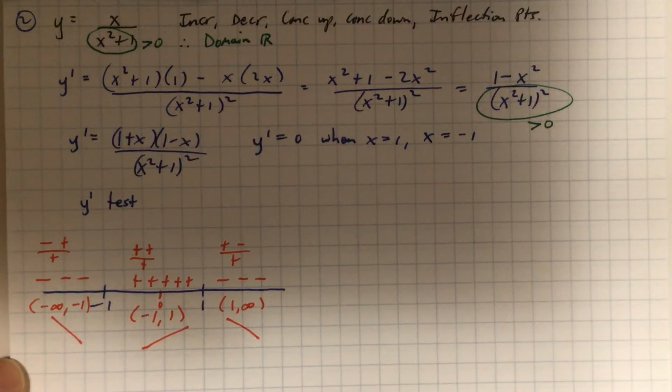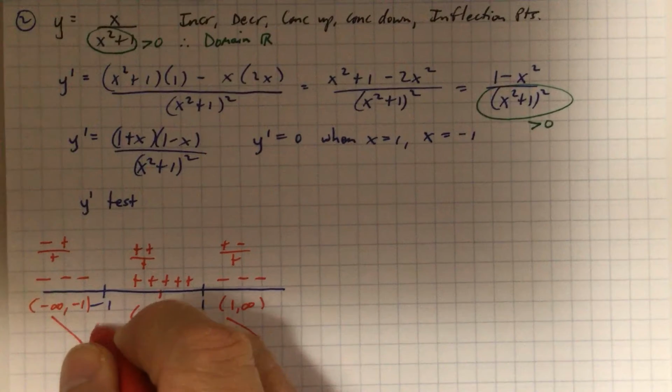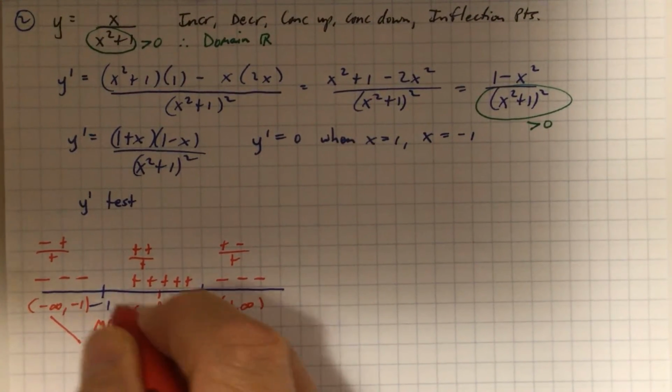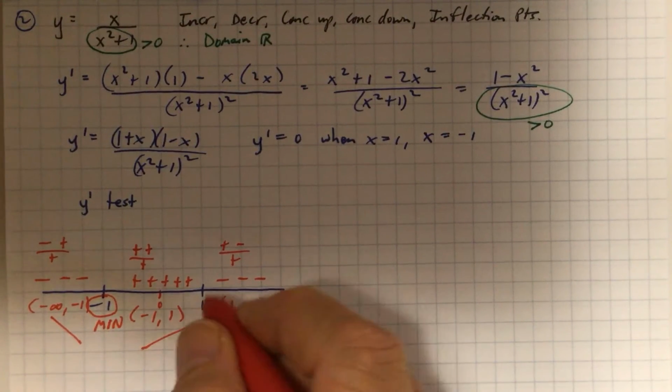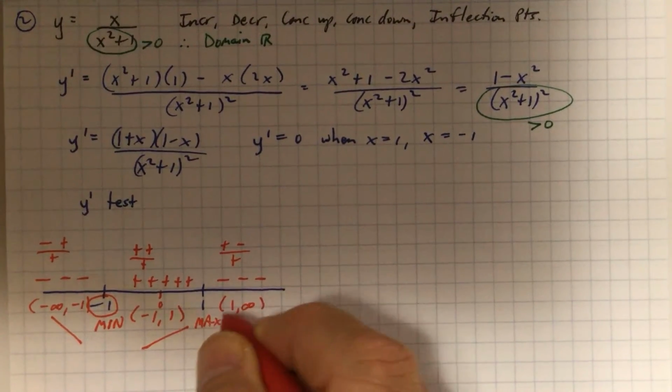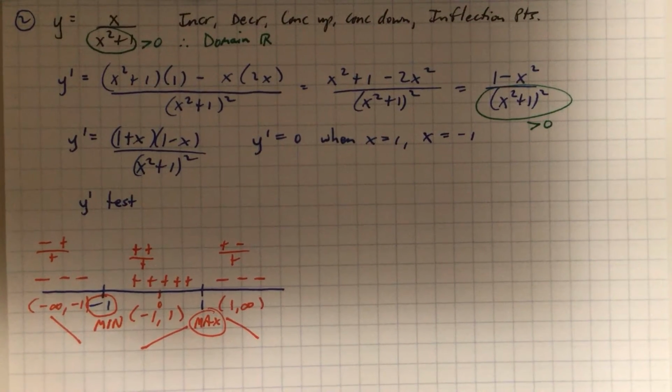And that takes care of knowing where we have a minimum value. So this is going to be a min right there. And when x is negative 1, we have a minimum. When x is equal to 1, we have a maximum, right? So then we keep going.